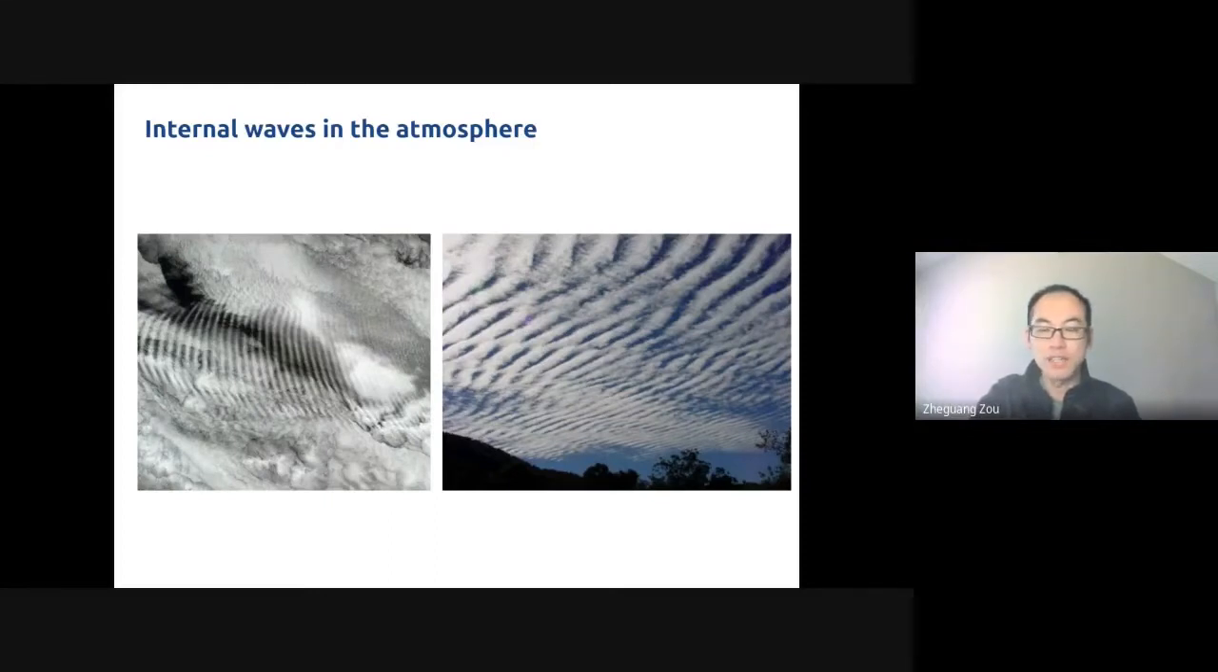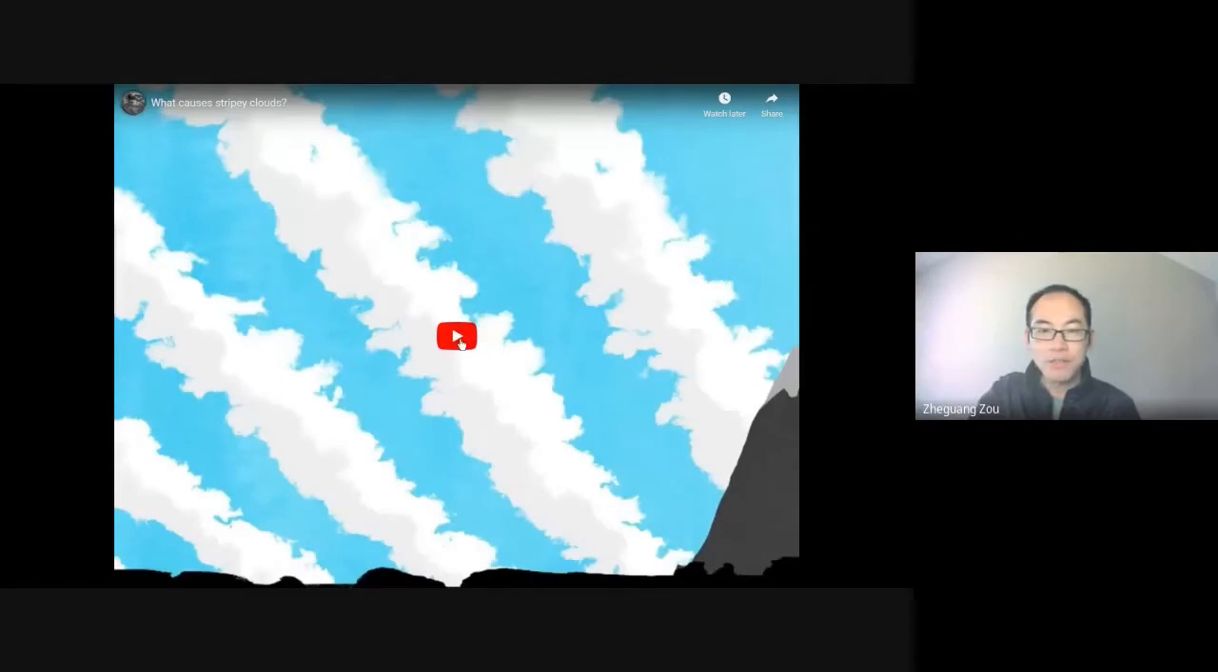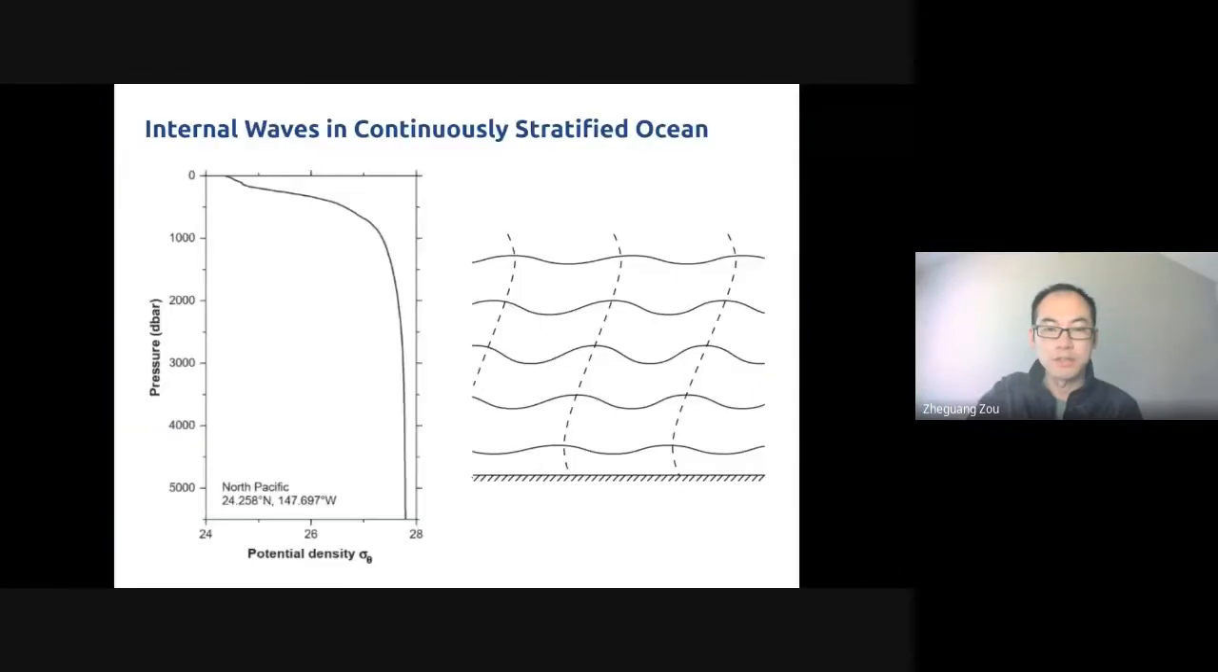So you can imagine, if you can measure this, you can probably already measure the wave density for the internal waves in the atmosphere. And I have a video introducing this buoyancy frequency, but it's based on the atmosphere. But remember, the same idea can also happen in the ocean.